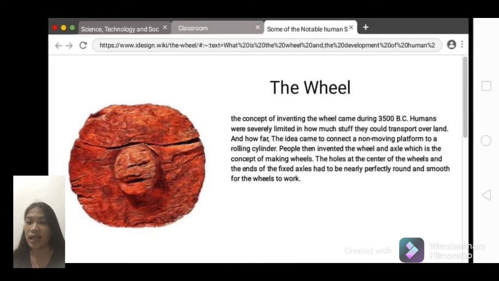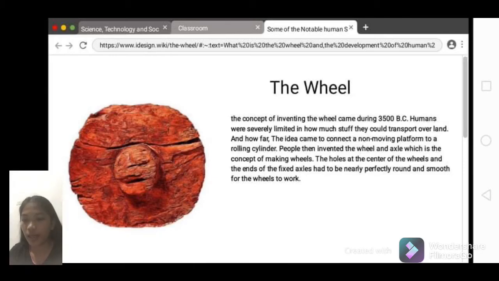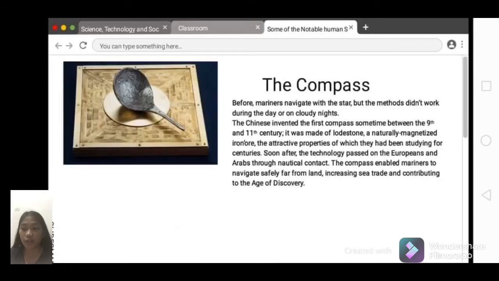So, the wheel nga talaga is very important na kasi they can transport such goods or things from one place to another place. Sa ngayon, yung wheel na mas nag-improve yung wheels natin kaysa sa dati. But this invention was great and very important, and the importance of the wheel is mankind gained the ability to work more efficiently and travel more quickly.